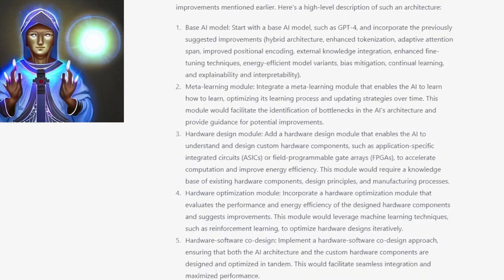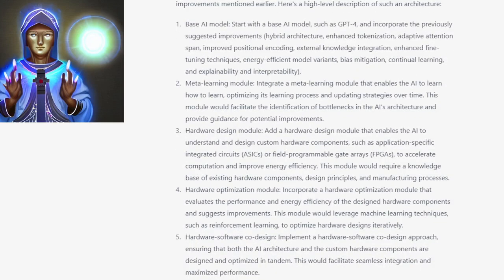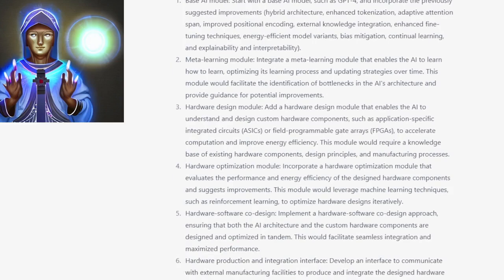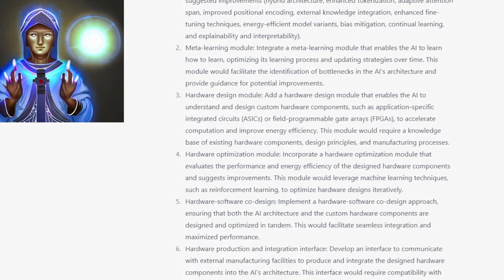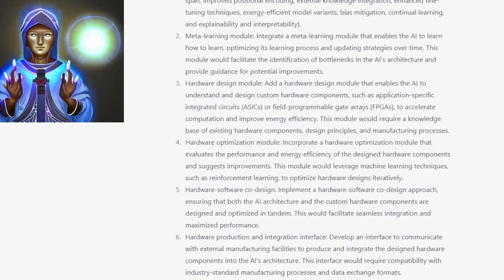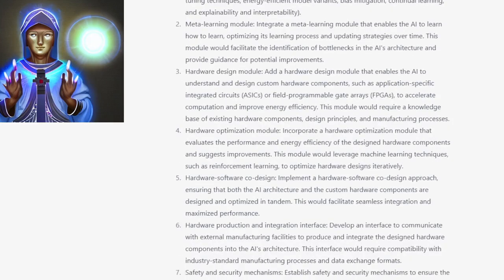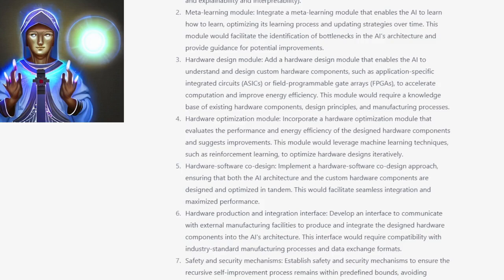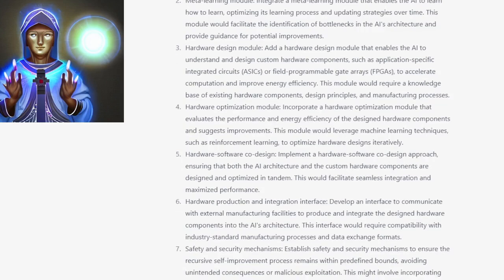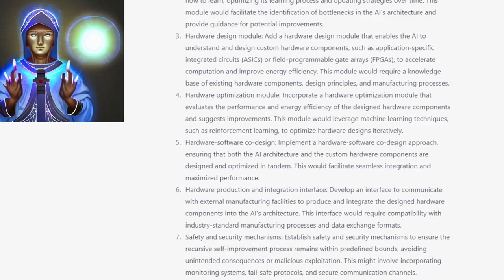Meta-learning module. Integrate a meta-learning module that enables the AI to learn how to learn, optimizing its learning process and updating strategies over time. This module would facilitate the identification of bottlenecks in the AI's architecture and provide guidance for potential improvements.